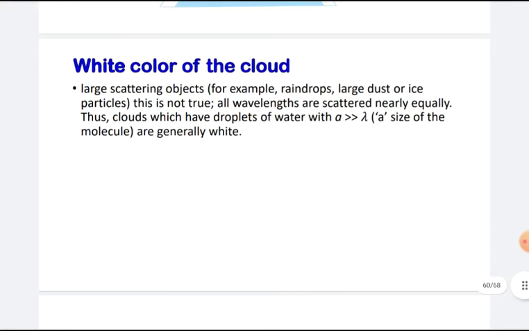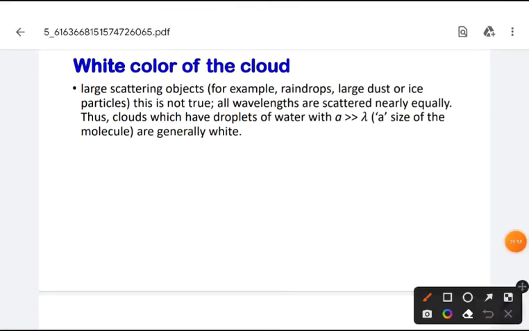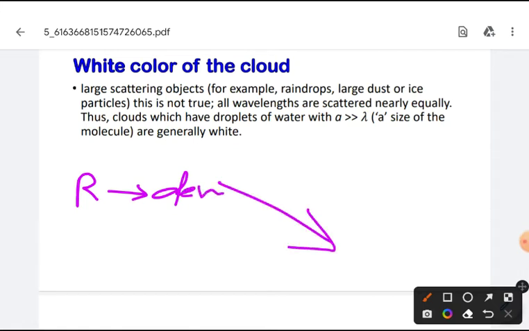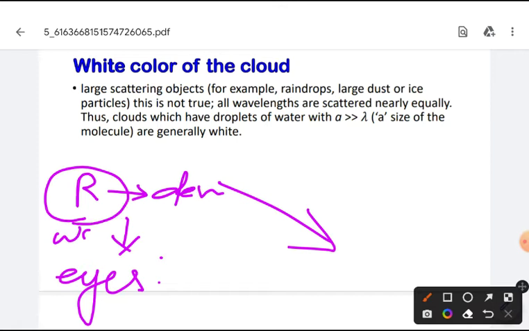White color of clouds. So the previous thing was, red deviates less because the wavelength is longer, so our eyes can see red color which appears far away from us.